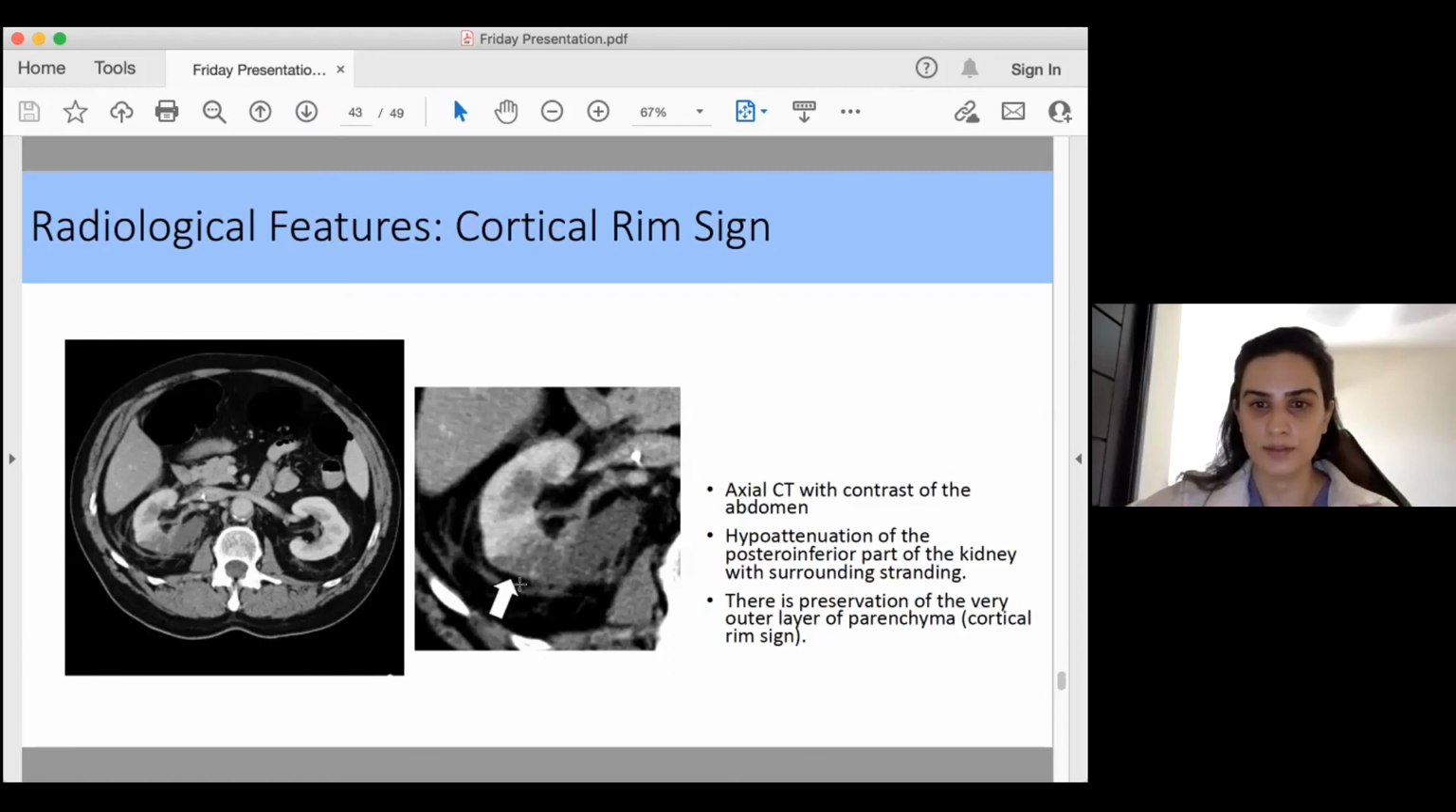towards the outside of the kidney. There is preservation of the outer layer of the parenchyma, and there's the cortical rim sign here. You're creating this difference in densities, different attenuations. This one, obviously, has a lower attenuation. This one is higher, which means this would be the infarcted portion, whereas this would be the healthy portion, where your contrast was able to flow freely, sorry.